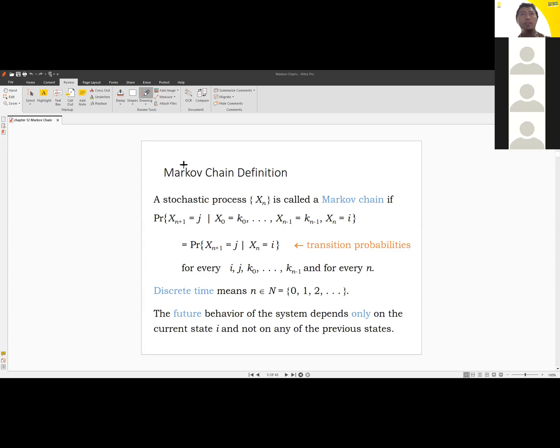So, moving forward to the Markov chain definition. The stochastic process Xn is called a Markov chain if the probability that the next condition, X n+1, is equal to some condition G, given the current or past conditions, holds.